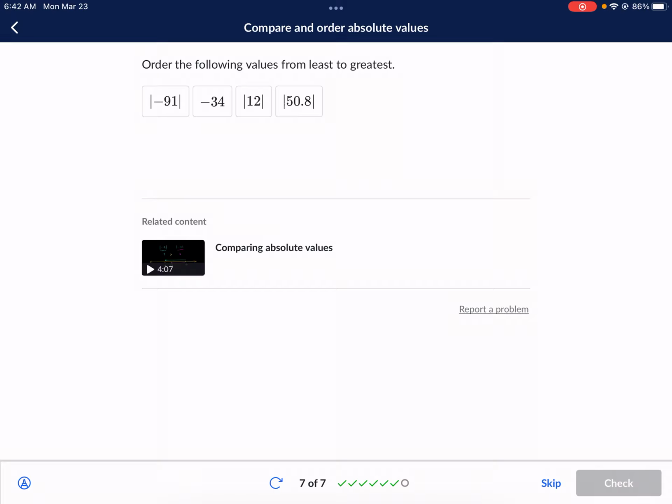Here's another good one where we have to order. Okay, so one thing you want to know, always start with this, is absolute values. Make them and turn them into the correct number. So this is going to stay 12. This one's going to stay 50.8. This one doesn't have an absolute value sign, it's negative. And this one is going to change to 91. 91 is the biggest. -34 is the smallest. And then we have the correct order from there. And that's all we have.